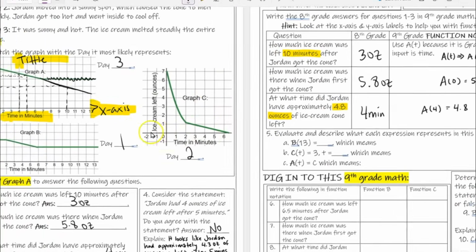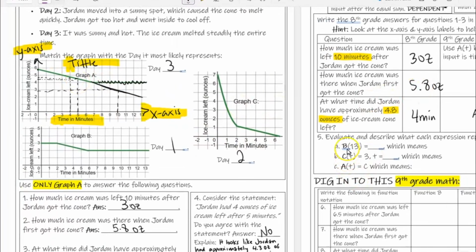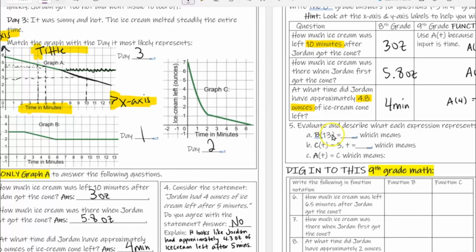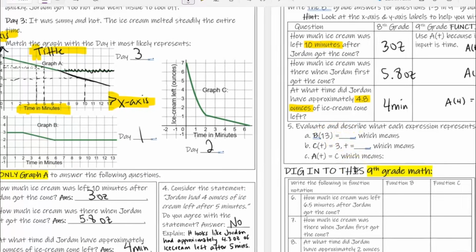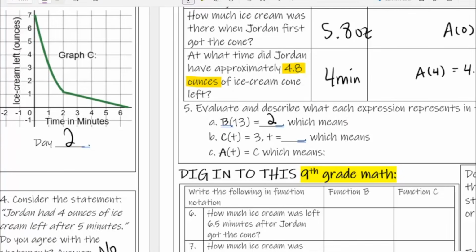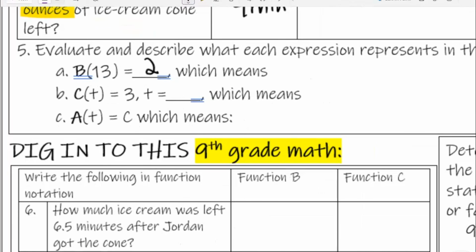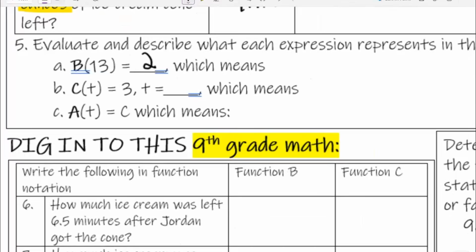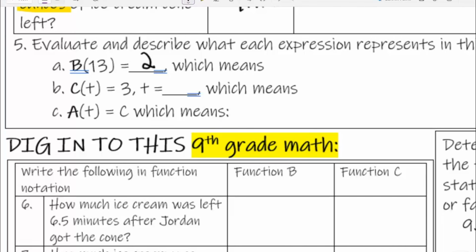All right, so if I come to B, remember B is the name. So I'm not looking at graph A, I'm now looking at graph B, and I'm looking for B of 13. Here's 13 right here. My input is 13, what is my output? 2. So my input is 13, my output is 2. What does that mean? Pause the video and try it before I actually go over it.